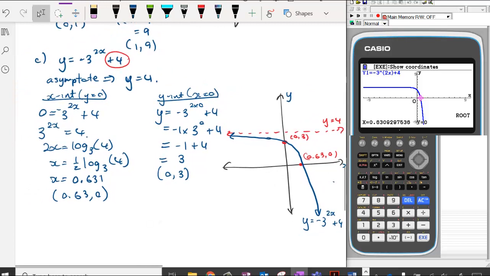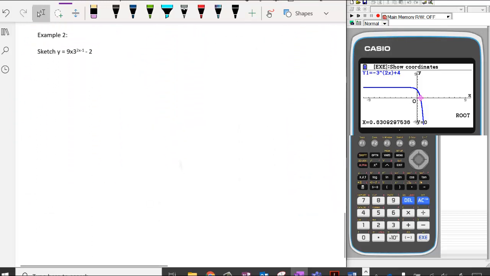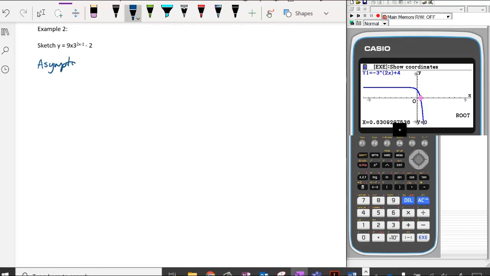Our final example is going to be a little bit more of a complex one. We can manipulate it, or we could work it out regardless. We're looking at sketching y is equal to 9 times 3 to the power of 2x minus 1, minus 2. So start with our asymptote. The asymptote is at negative 2, so the asymptote is y is equal to negative 2. So it's going to exist above that line, y is equal to negative 2.